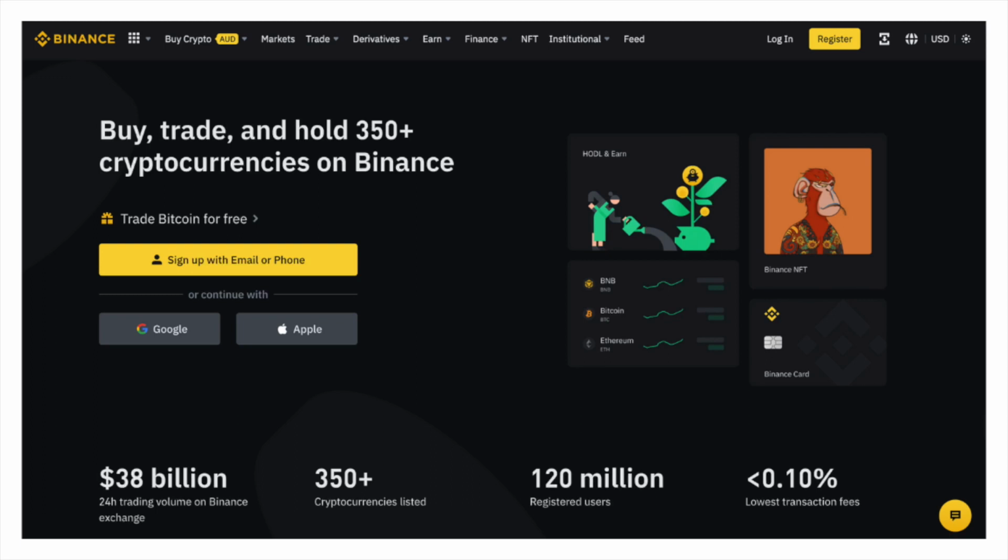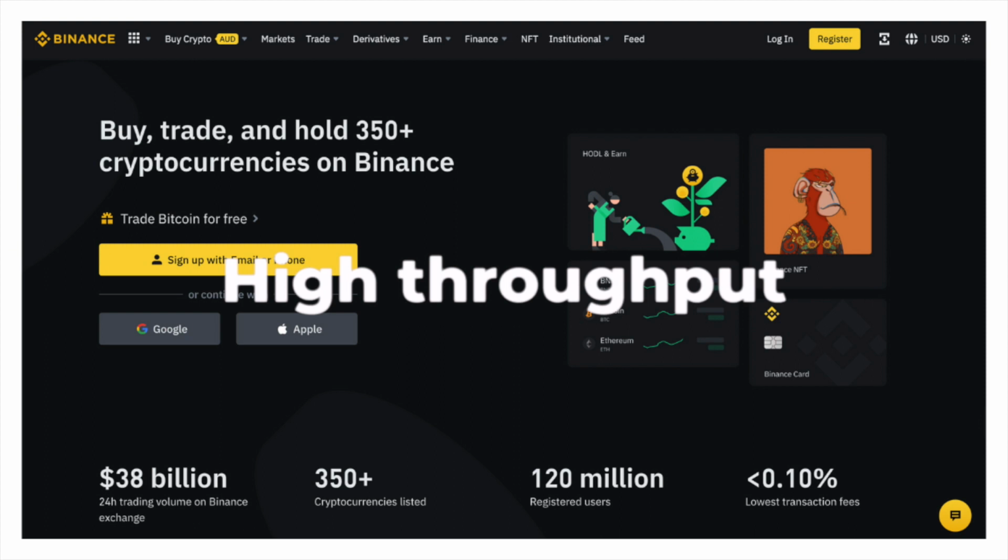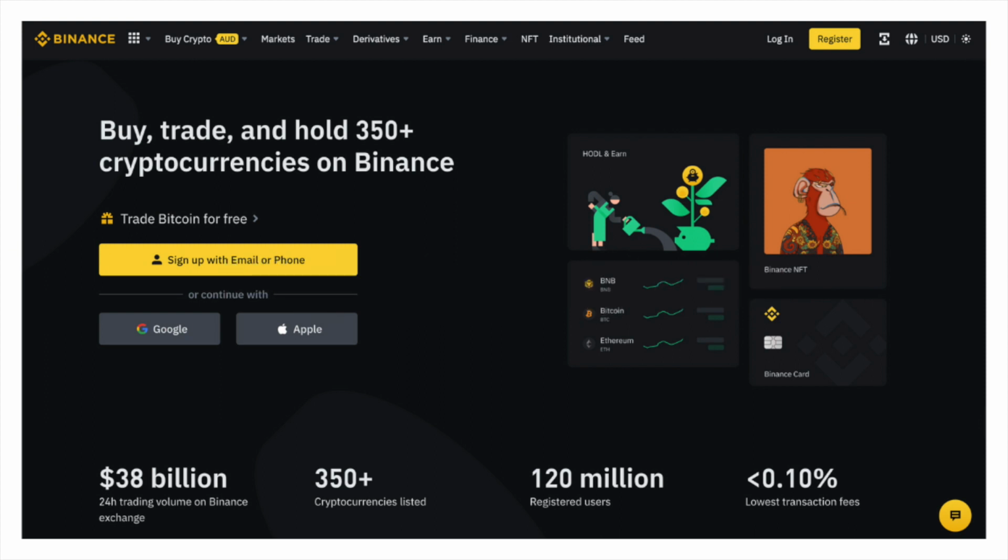On the other hand, Binance Smart Chain is a blockchain platform developed by the cryptocurrency exchange Binance. It was launched in September 2020 and aims to provide a high-performance, low-cost alternative to Ethereum for building decentralized applications and conducting transactions. Some of the main advantages of Binance Smart Chain include high throughput. Binance Smart Chain can handle up to 100 transactions per second, which is faster than Ethereum's current capacity.